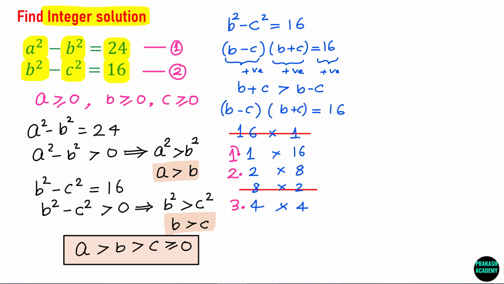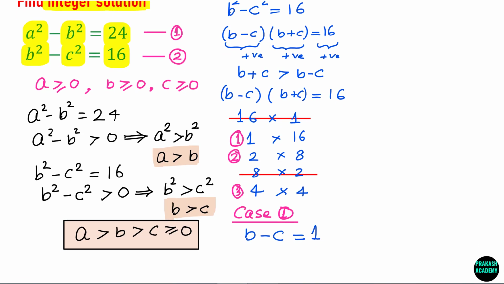We will take them one by one and then we will find the solution. Let us number them 1, 2, 3 so that we do not get confused. So let us consider case 1. In this case, b minus c is equals to 1 and b plus c is equals to 16.